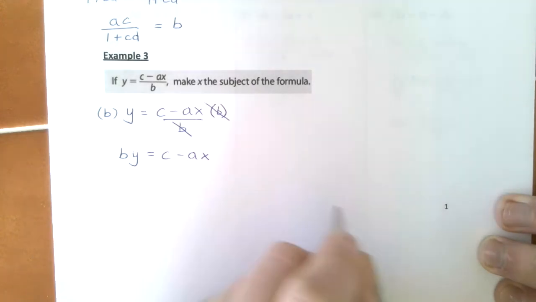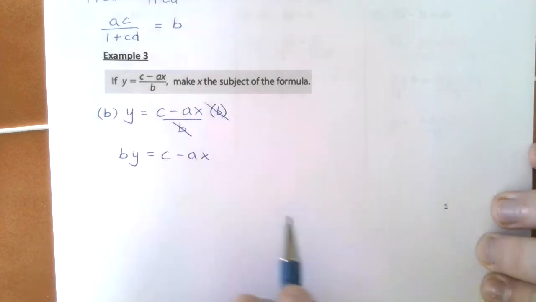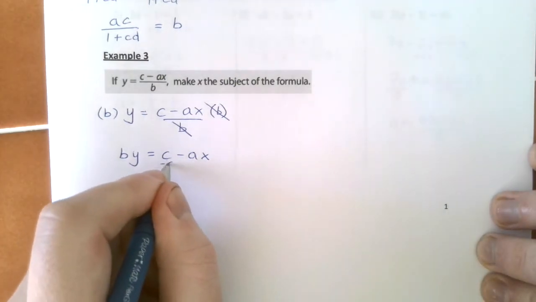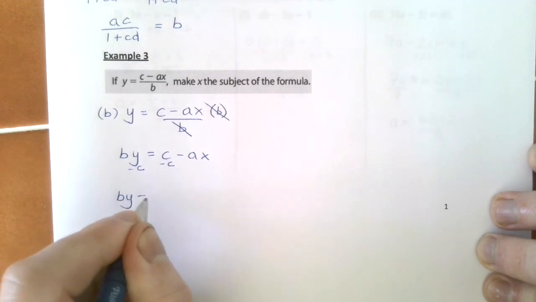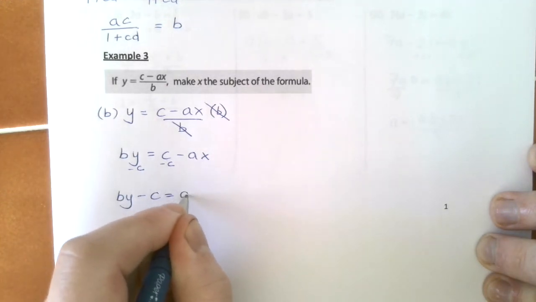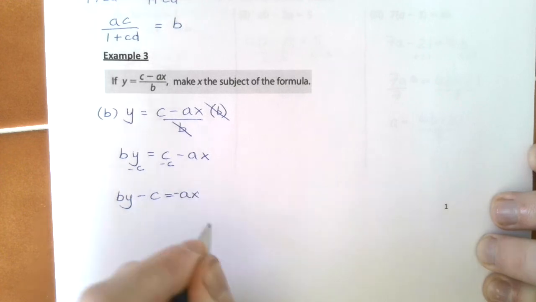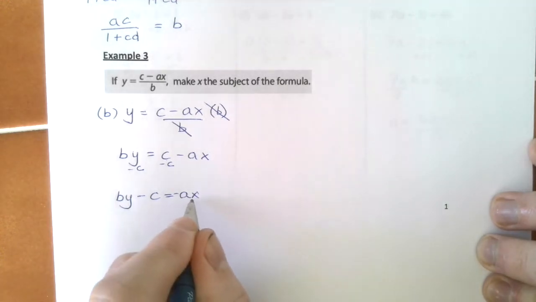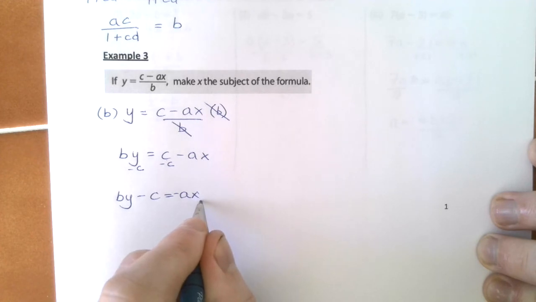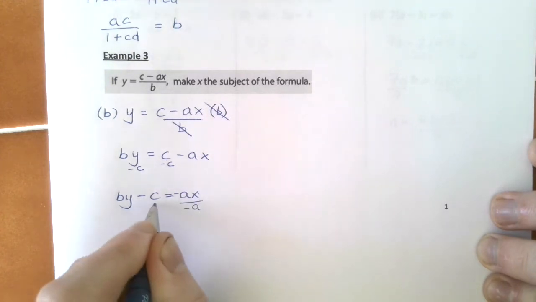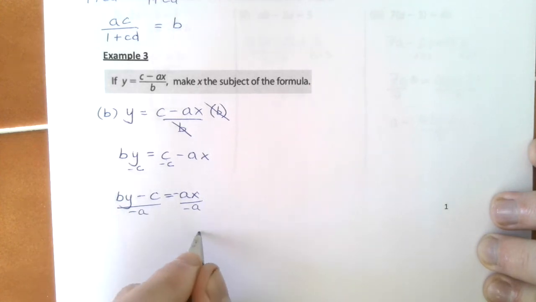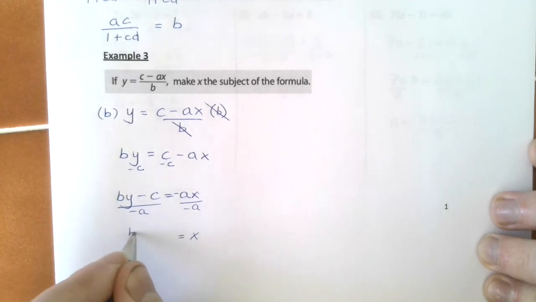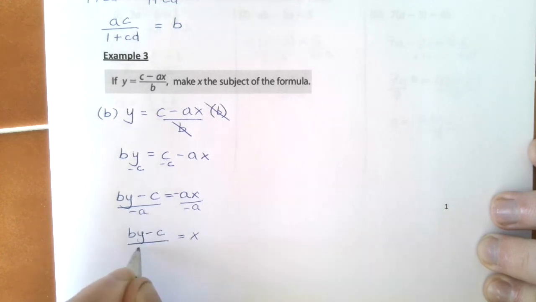I have to make x the subject of the formula. So the first thing I can get rid of here is the c. I need to minus c on the right, and I also need to minus c on the left. So it's by minus c is equal to minus ax. And then finally, I need to get rid of whatever's in front of the x, the minus a. It is multiplied, so to get rid of it, I need to divide by minus a. So if I divide by minus a on the right, I also need to divide by minus a on the left. So it's going to be by minus c all over minus a.